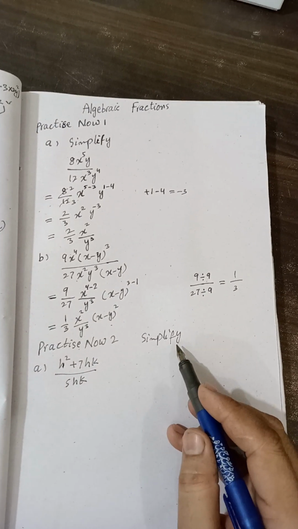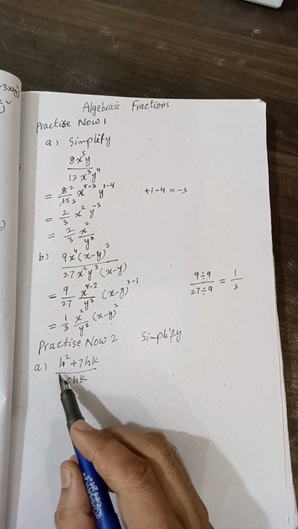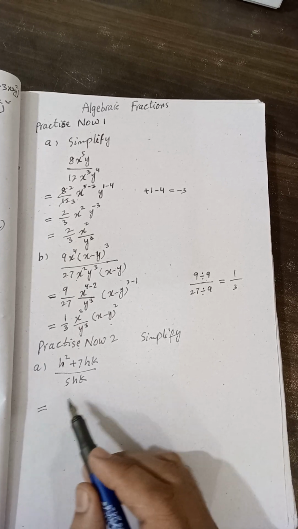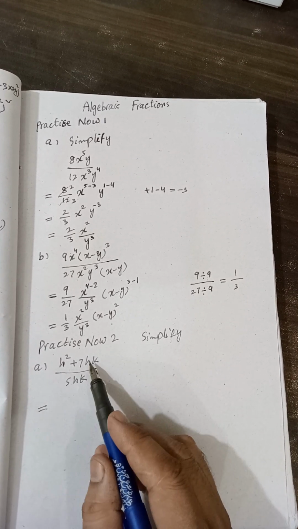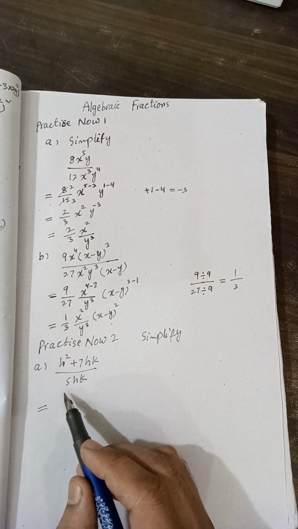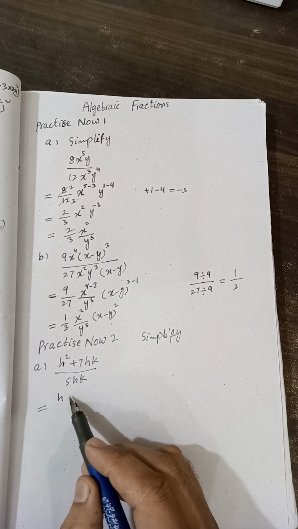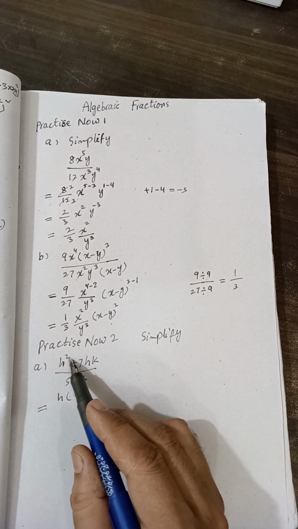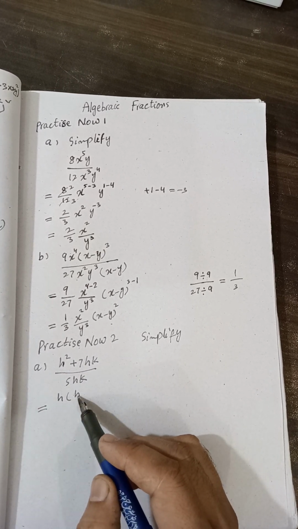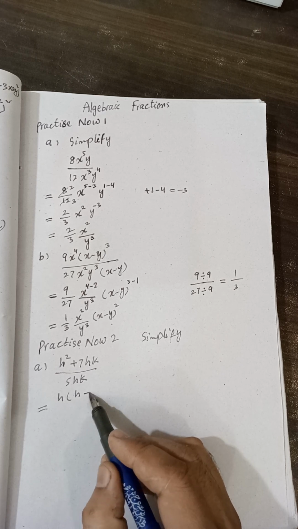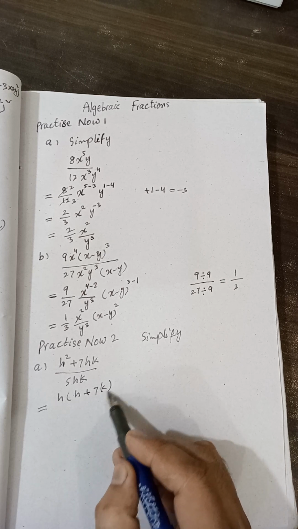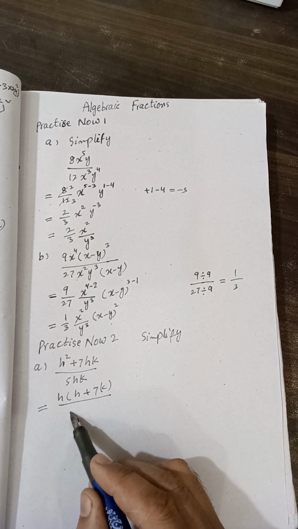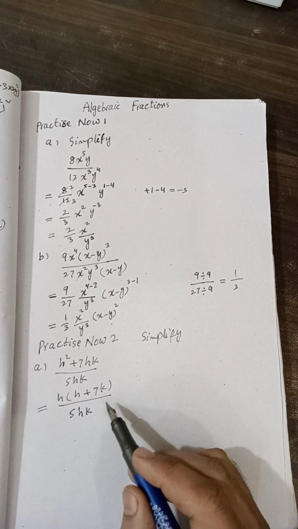Now practice now to simplify. Here the first part is h square plus 7hk over 5hk. So I have to simplify it. First you will take common from these two terms, and h is common in both the terms. Only h, there will be one h here because h square was here, so one h is out and one h will remain inside the bracket, and then 7 and k will be inside the bracket because h has been taken as common. Now 5hk is in the denominator.